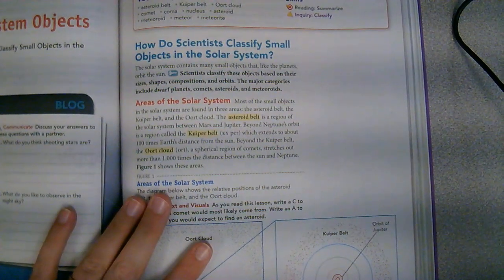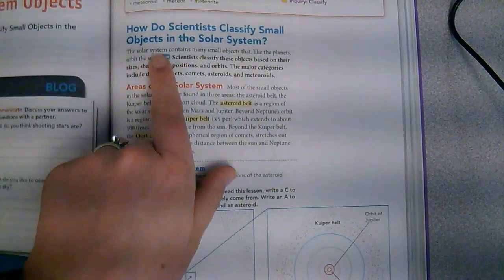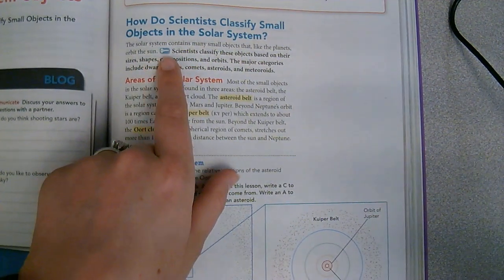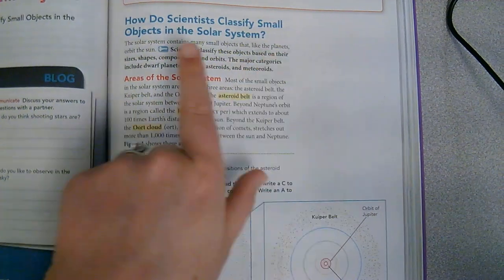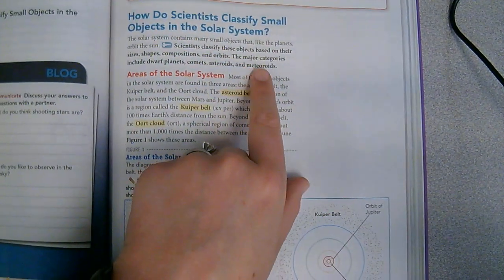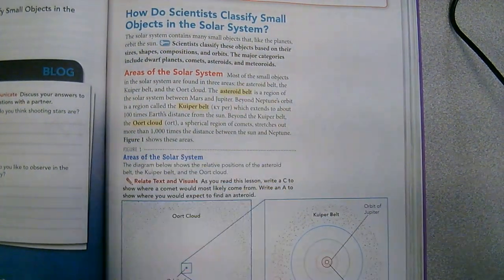All right, so how do scientists classify small objects in the solar system? The solar system contains many small objects that, like the planets, orbit the sun. Scientists classify these objects based on their sizes, shapes, compositions, and orbits. The major categories include dwarf planets, comets, asteroids, and meteoroids.